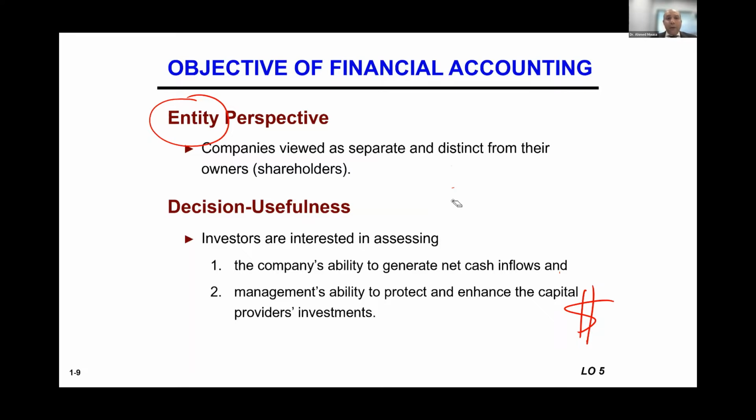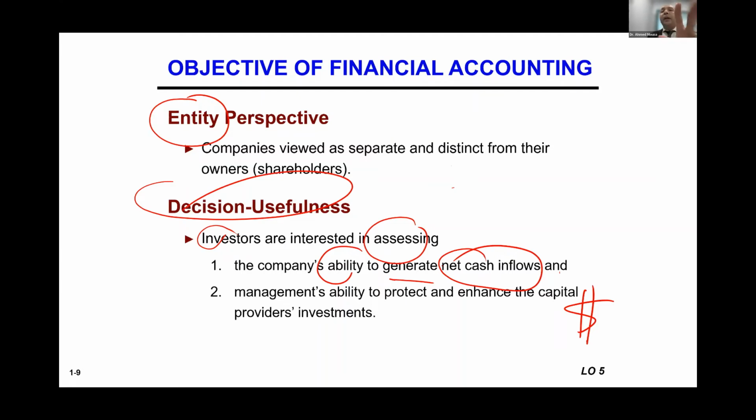So one of the objectives of financial information, as we mentioned, is decision usefulness. It helps the investors in taking the right decision, and also it helps the investors in assessing the company's ability to generate net cash inflows or not. Are you able to generate cash? This is what we will learn today.